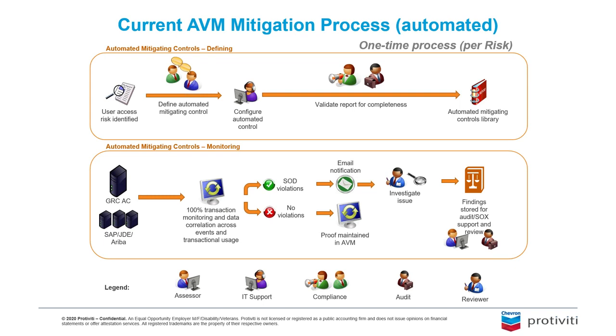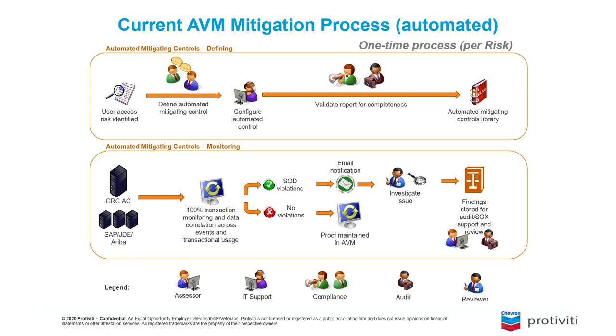And then we're going through with our IT support to configure those risks in AVM and validating that the information provided is appropriate and complete. But once we've done that and defined those rules and implemented it into AVM, there's no further work that needs to be done unless we're going to continue to add additional risks.